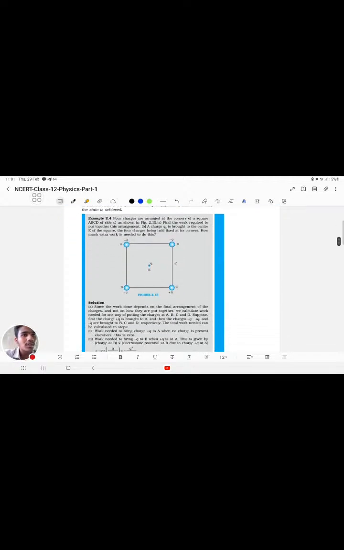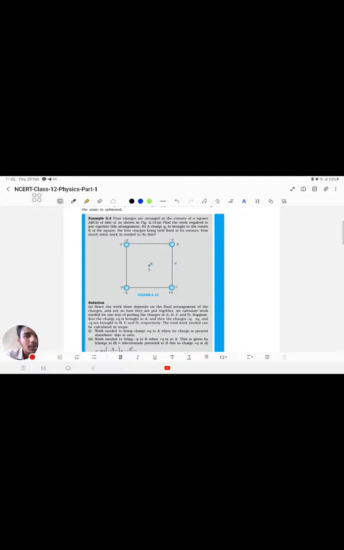Okay, so 4 charges are arranged at the corners of a square ABCD of side d as shown in figure 2.15a. Find the work required to put together this arrangement. So basically the work depends on the final arrangement of charges, not on how they are put together.